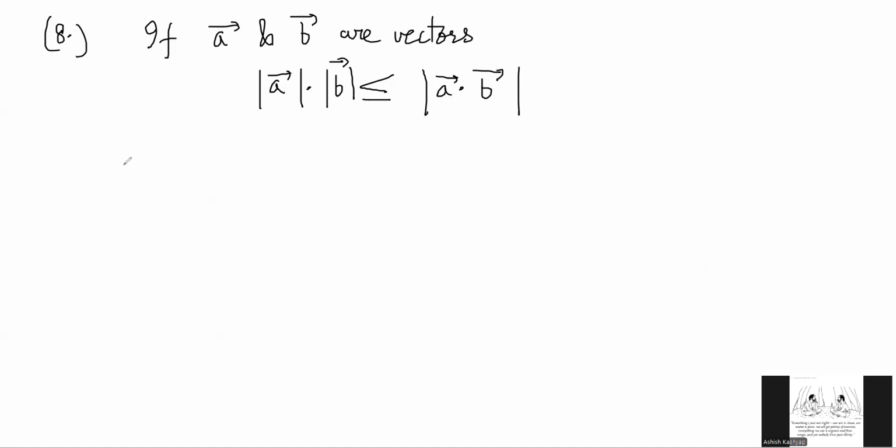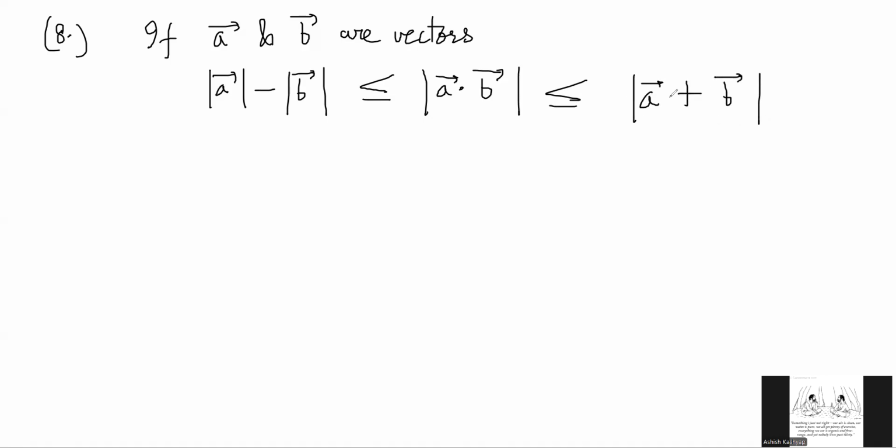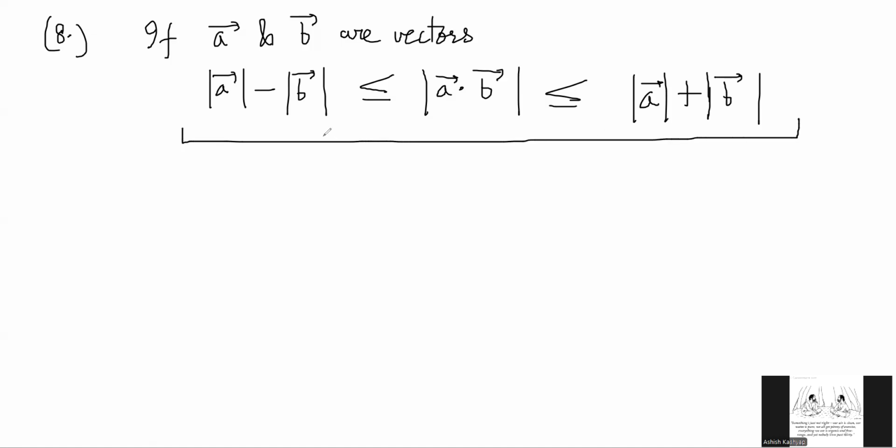Not, this is not correct. Mod of A minus mod of B. So we can say it like this: mod of A minus mod of B is less than or equal to this, which is less than or equal to mod of A plus B, right? So this is the combination of the three inequalities that we saw earlier.